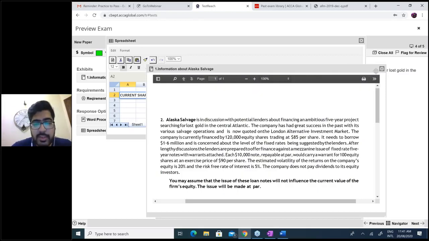So Alaska Salvage is in discussion with potential lenders about financing an ambitious 5-year project searching for lost coal in the Central Atlantic. The company has had great success in the past with its various salvage operations and is now quoted on the London investment market. The company is currently financed by 100,000 equity shares trading at $85 per share. It needs to borrow 1.6 million and is concerned about the level of fixed rates being suggested by the lenders. After lengthy discussions, the lenders are prepared to offer finance against a mezzanine issue of fixed 5-year loan notes with warrants attached. Each loan note, repayable at par, would carry a warrant of 100 equity shares at an exercise price of $90 per share.